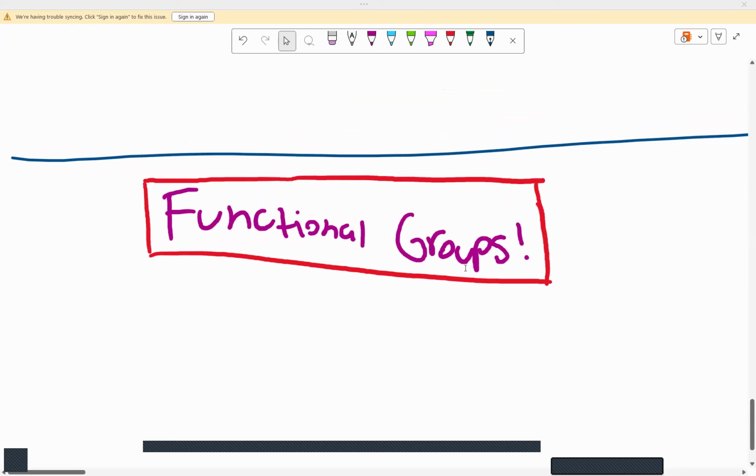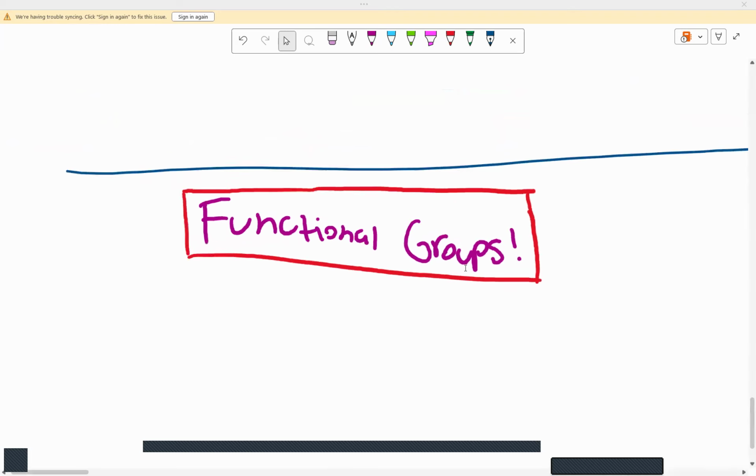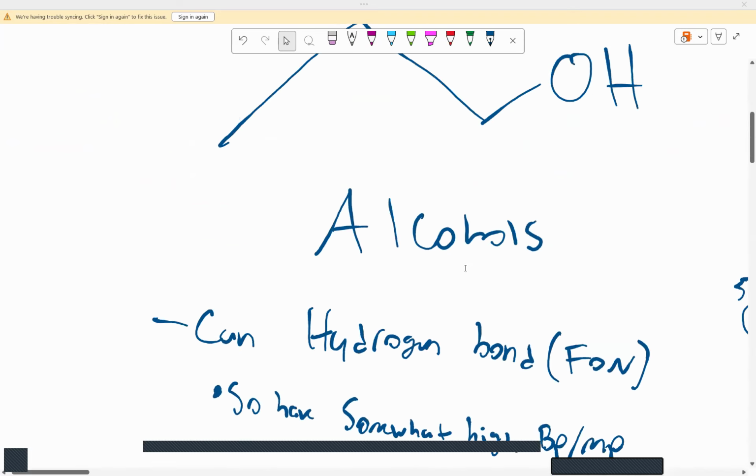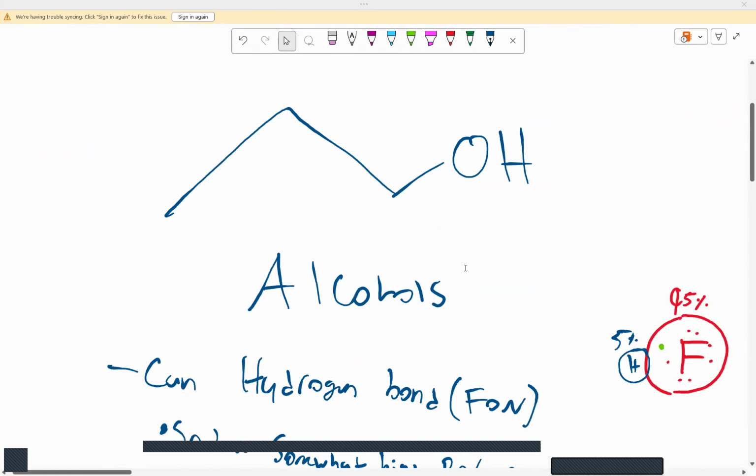Today I'm going to be going over some functional groups I think are really important for the MCAT. Just in general, I feel like functional groups are really important to understand for organic chemistry because if you can understand functional groups, you can recognize a lot of the patterns that you'll see in the MCAT. So the first functional group that I would like to go over is alcohols.